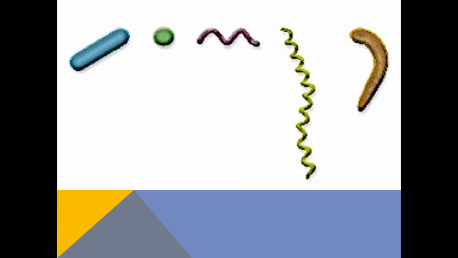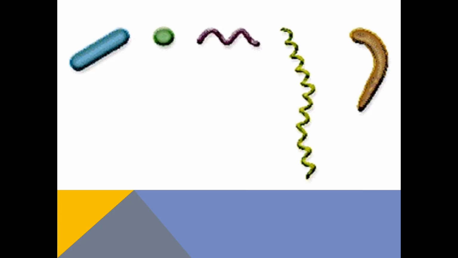The next one appears round on a 2-dimensional screen, but it's actually a sphere. Spherical bacteria are called cocci, that's plural. If you have just one, as we've pictured here, that's a coccus.